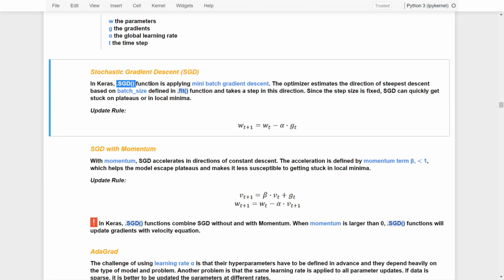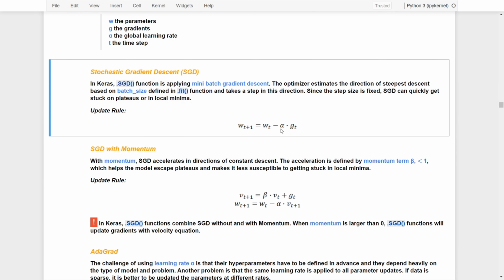This SGD function, although it's called stochastic gradient descent, is actually applying mini-batch gradient descent. The optimizer estimates the direction of steepest descent based on the batch size defined in the fit function and takes a step in that direction. However, the step size is fixed. That means even though it got the right direction, the step size is fixed. Therefore, SGD can quickly get stuck on a plateau or local minima.